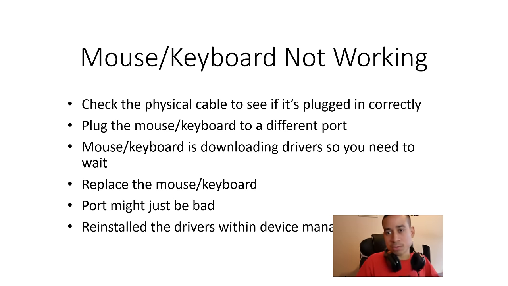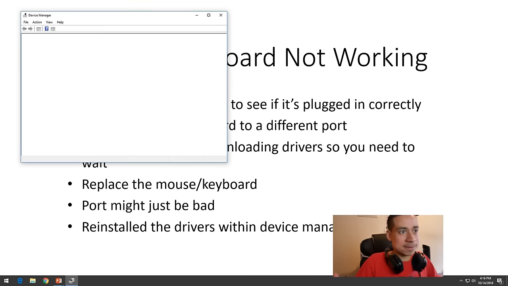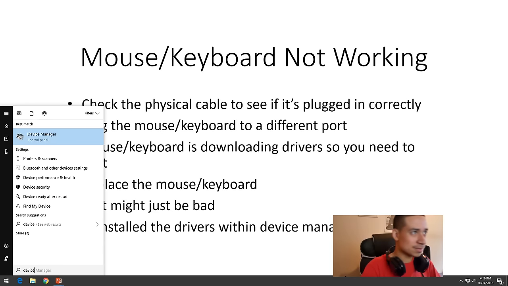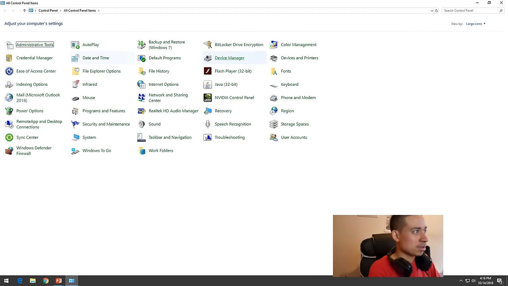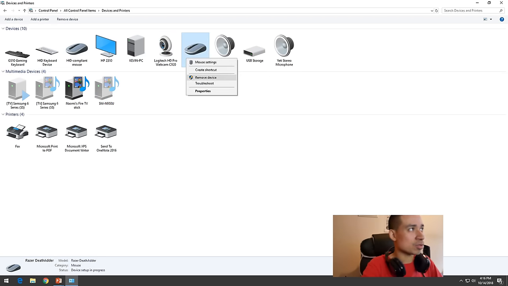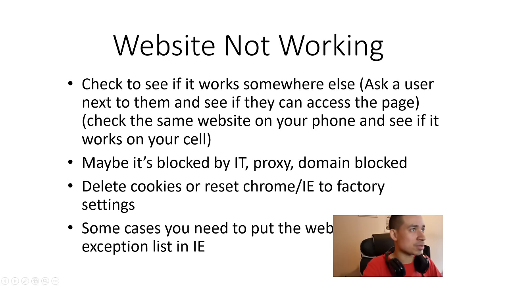Sometimes restarting the computer will fix that problem. Another option would be going into Device Manager and actually removing the device. If it's an HP mouse or what have you, you go here and you remove it, or you go to Devices and Printers and see if it's actually physically installed in the control panel. Today I have a mouse here that's installed. You can just right click and remove the device, and that's pretty much what you would do if you're having that weird issue.